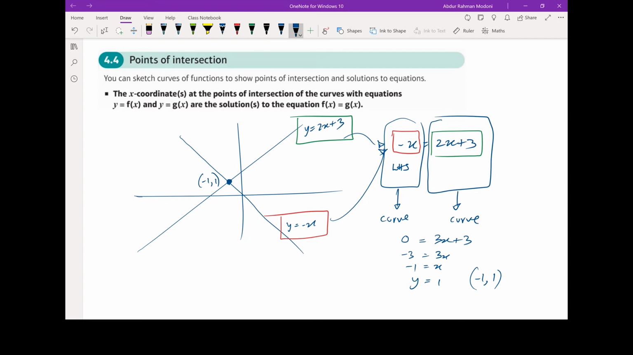So really, going back to basic linear equations that we've been solving, the left-hand side could represent a curve, y equals something. So this would be y equals minus x, and this would be y equals 2x plus 3. So for all equations, when you're solving, you can think about the left-hand side representing a curve and the right-hand side representing a curve, and so you can visualize them in that manner.